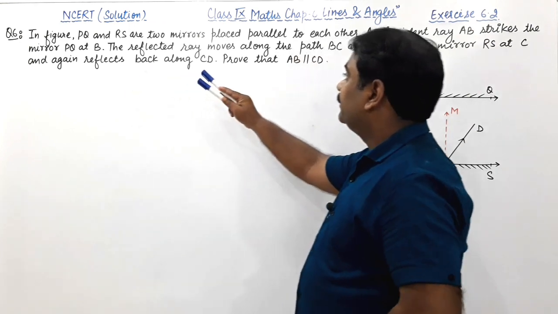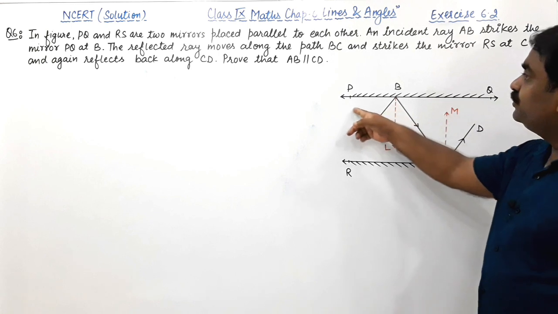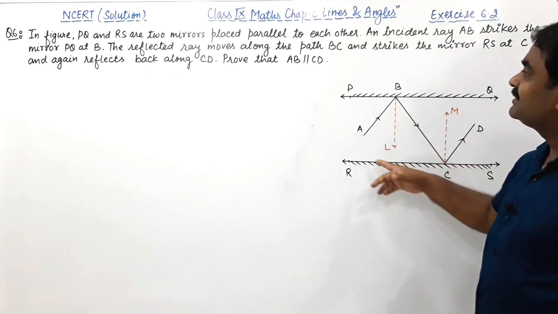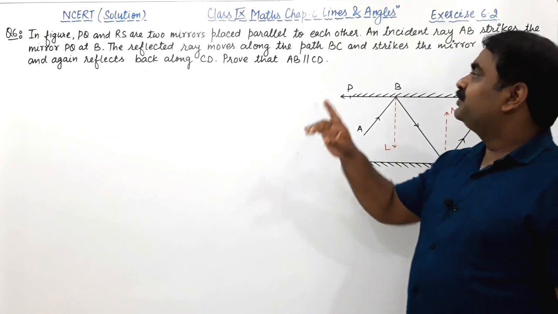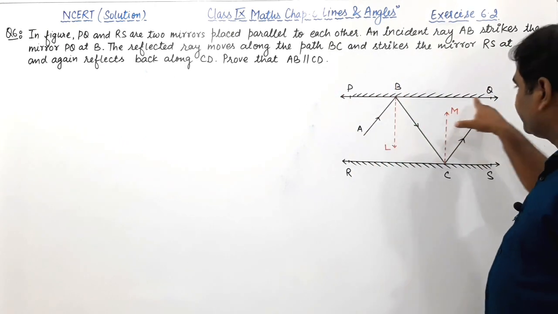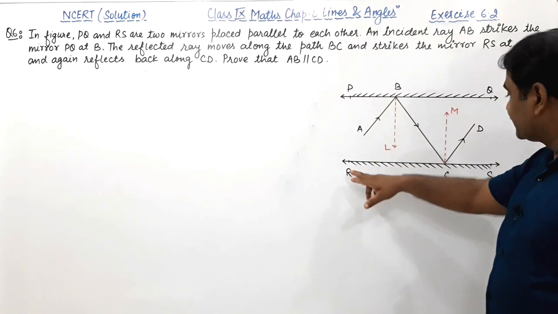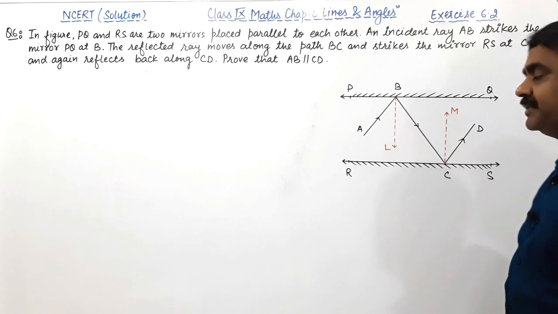In the given figure, PQ is parallel to RS. PQ and RS are two mirrors placed parallel to each other. This is the first mirror PQ and this is the second mirror RS. They are placed parallel to each other.